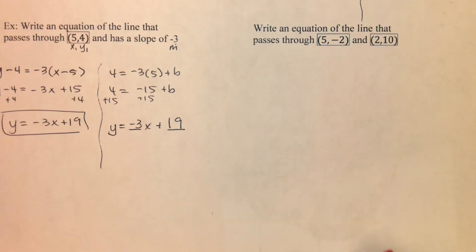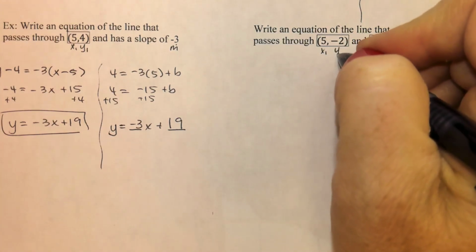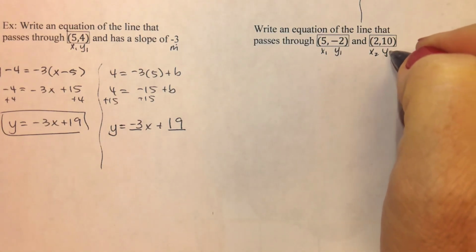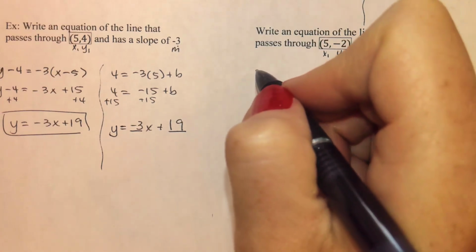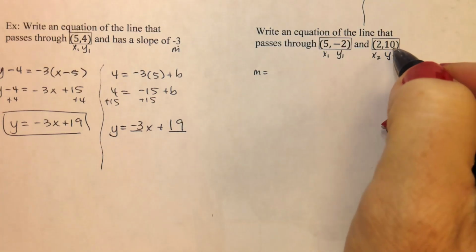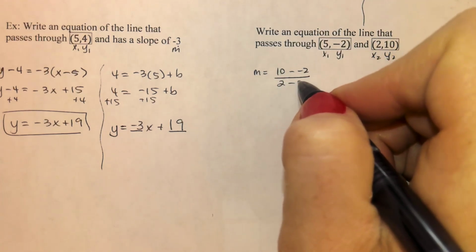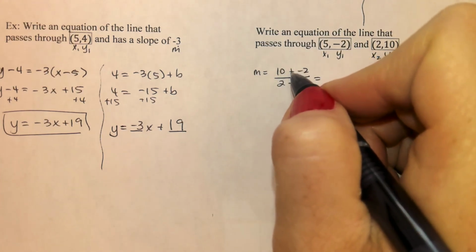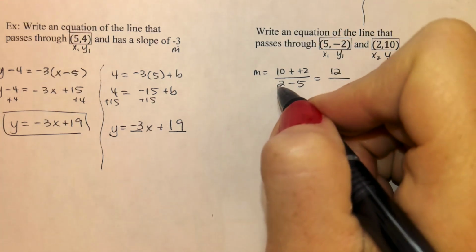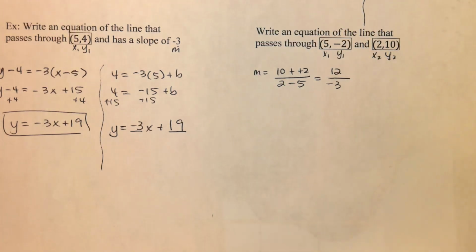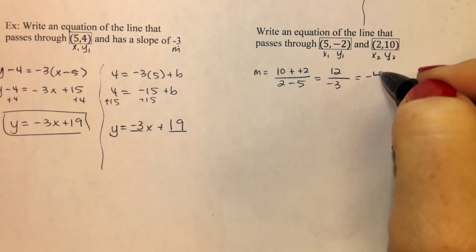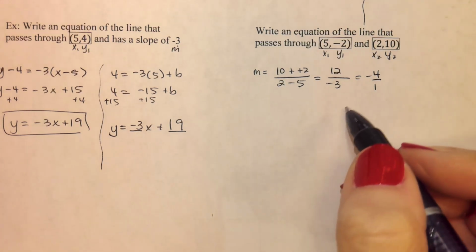One more. This one gives us actually 2 points to start, which is kind of crummy because before we can do anything, we need to know slope. So that means we have to do slope first. So I'm going to do 10 minus negative 2, and then I'm going to do 2 minus 5. So 10 minus negative 2 ends up to be 12. 2 minus 5 ends up to be negative 3. Make sure that you reduce, so this would be negative 4 over 1.